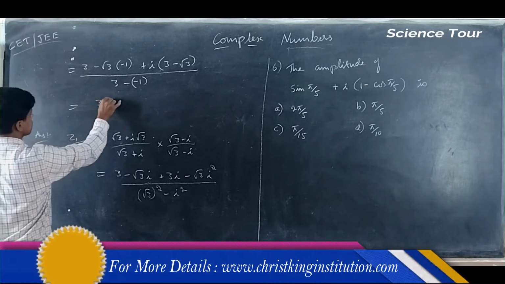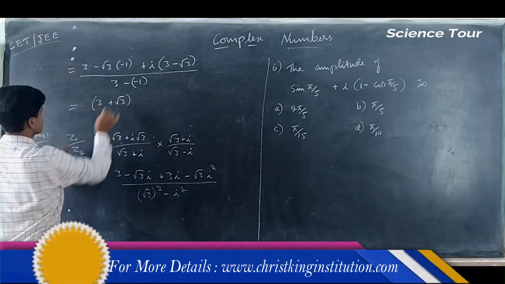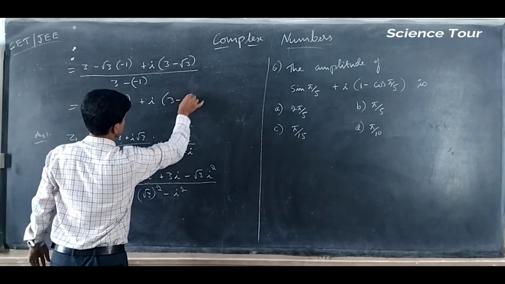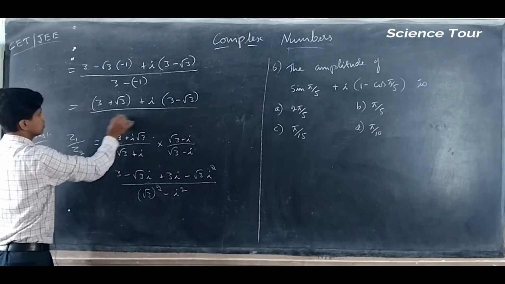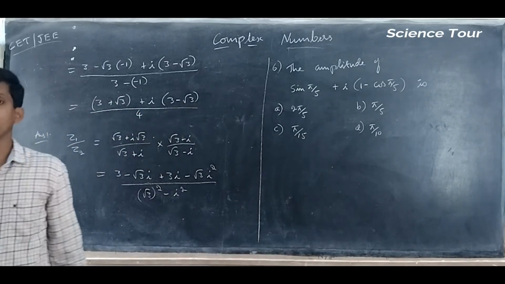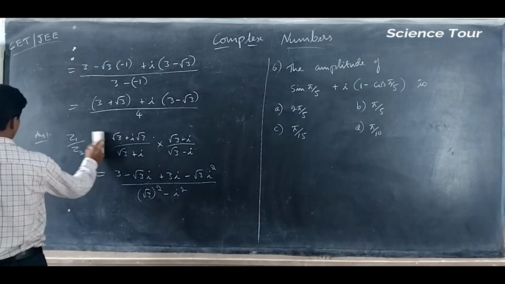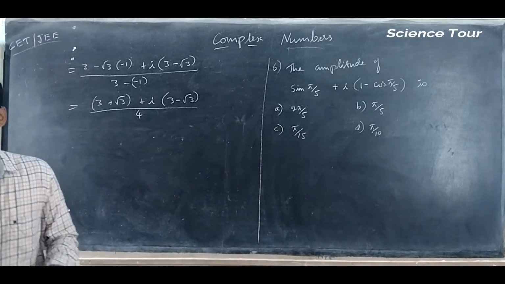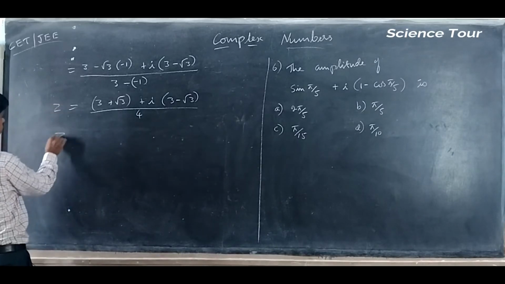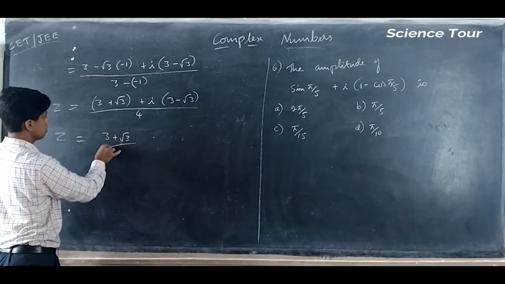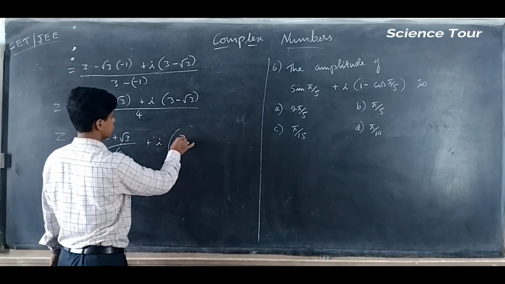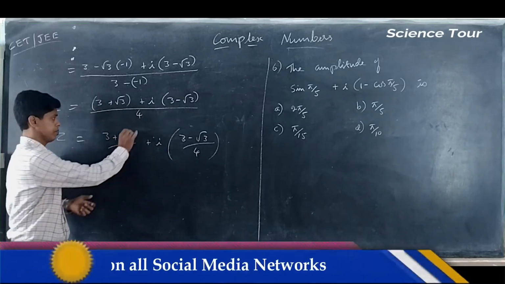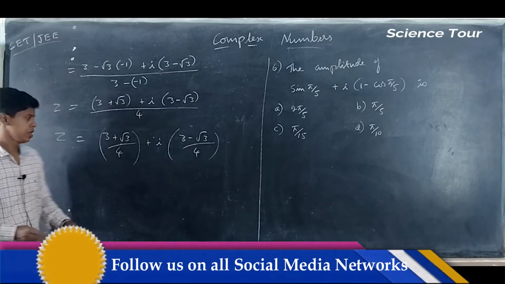Well, so this is 3 plus root 3, because minus and minus, yes, and plus i into 3 minus root 3 divided by 4, 3 plus 1. Well, now that tells me something. I got x and y now. This is 3 plus root 3 divided by 4 and i into 3 minus root 3 divided by 4. I am just splitting the real part and the imaginary part.